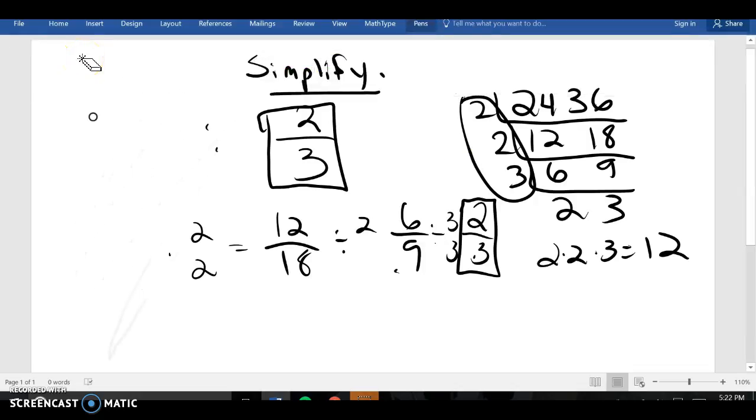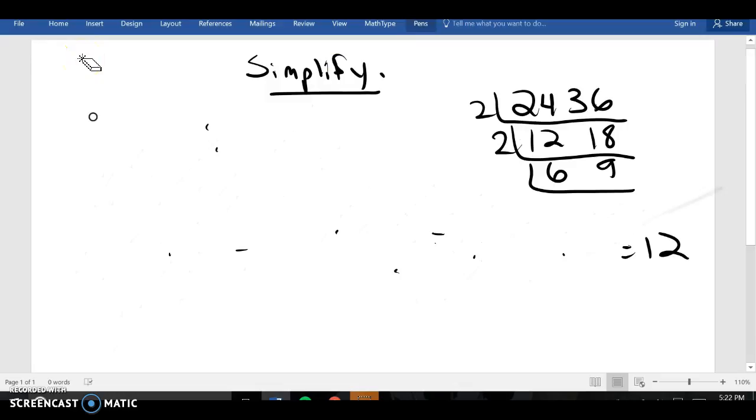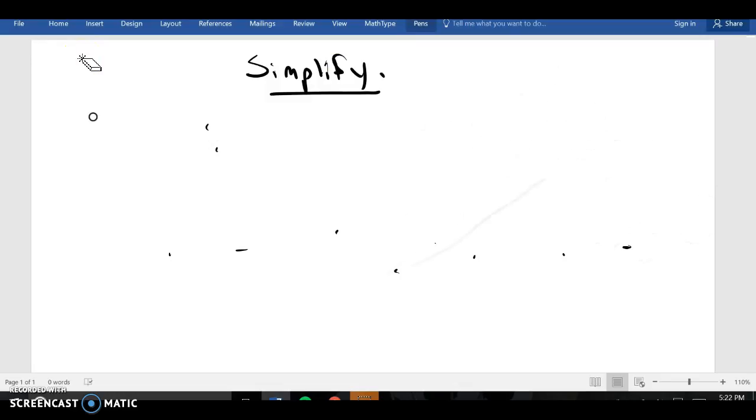Alright. Now let's do another one. I'm just going to do the GCF for that one because I'm quite comfortable with it, but you are welcome to do it the longer way by dividing small and working your way out. It's up to you. So I've got 54/66.